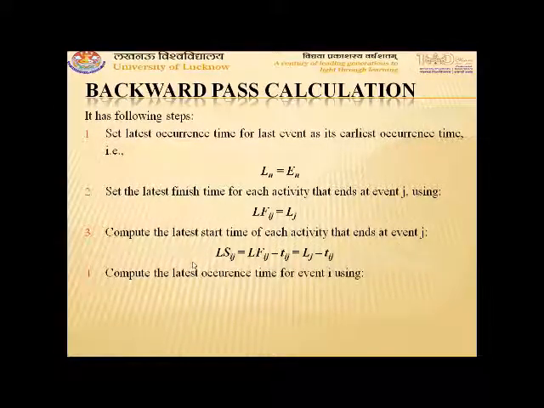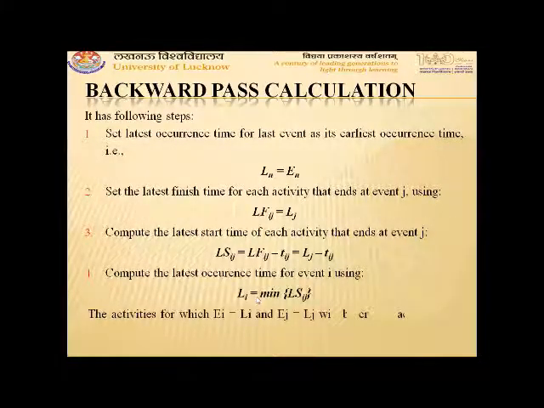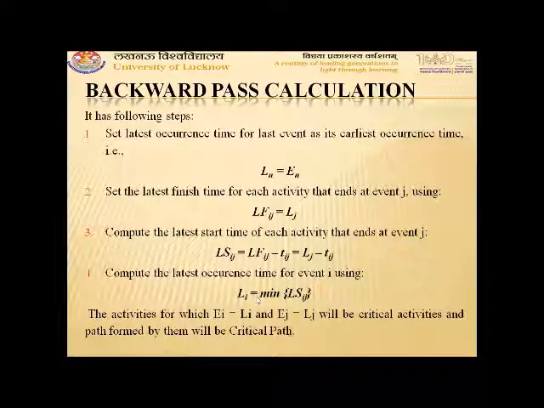Now we compute the latest occurrence time for the event I using LI is equal to minimum of LSIJ. The activities for which EI is equal to LI, EJ is equal to LJ, and EJ is equal to EI plus TIJ are called critical activities, and the path formed by them is called the critical path.